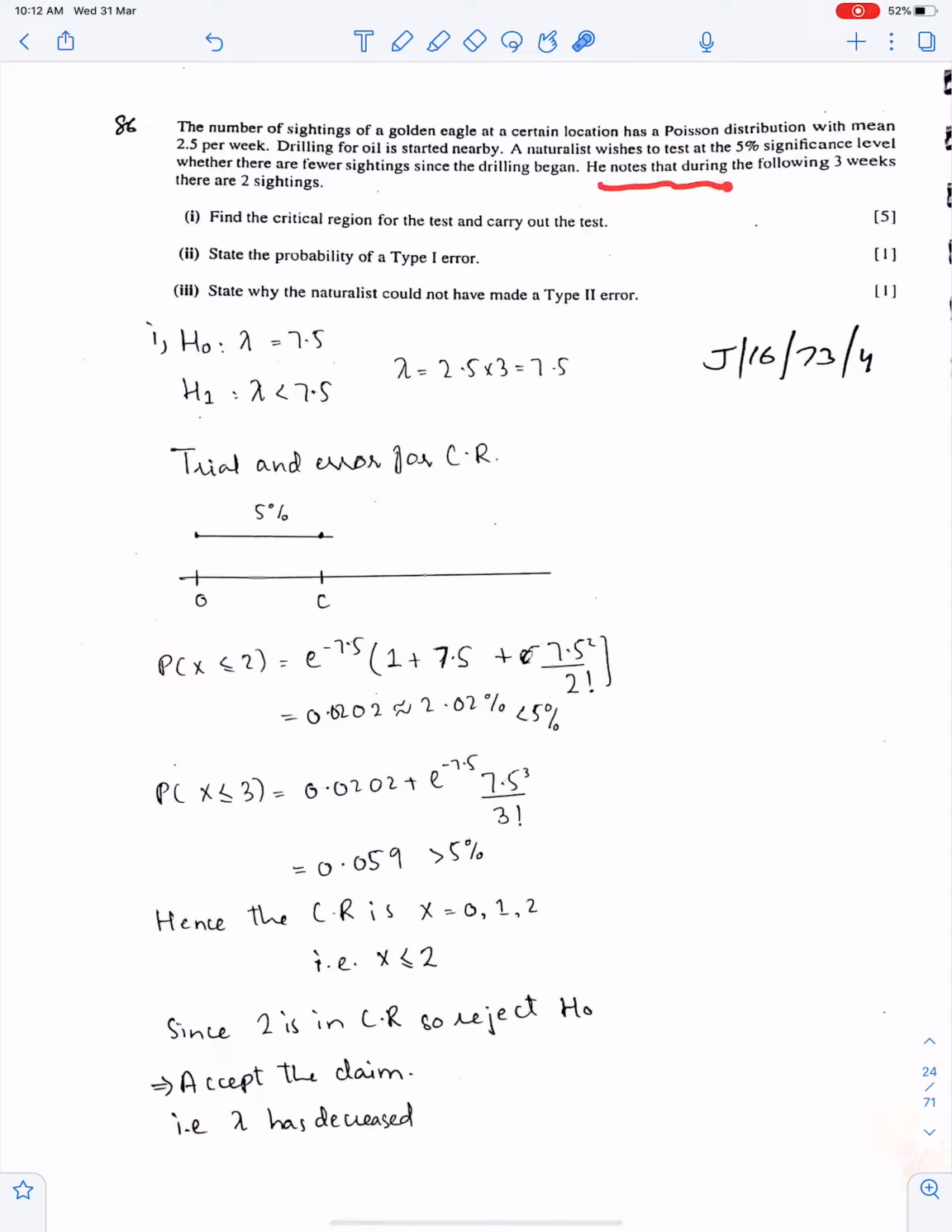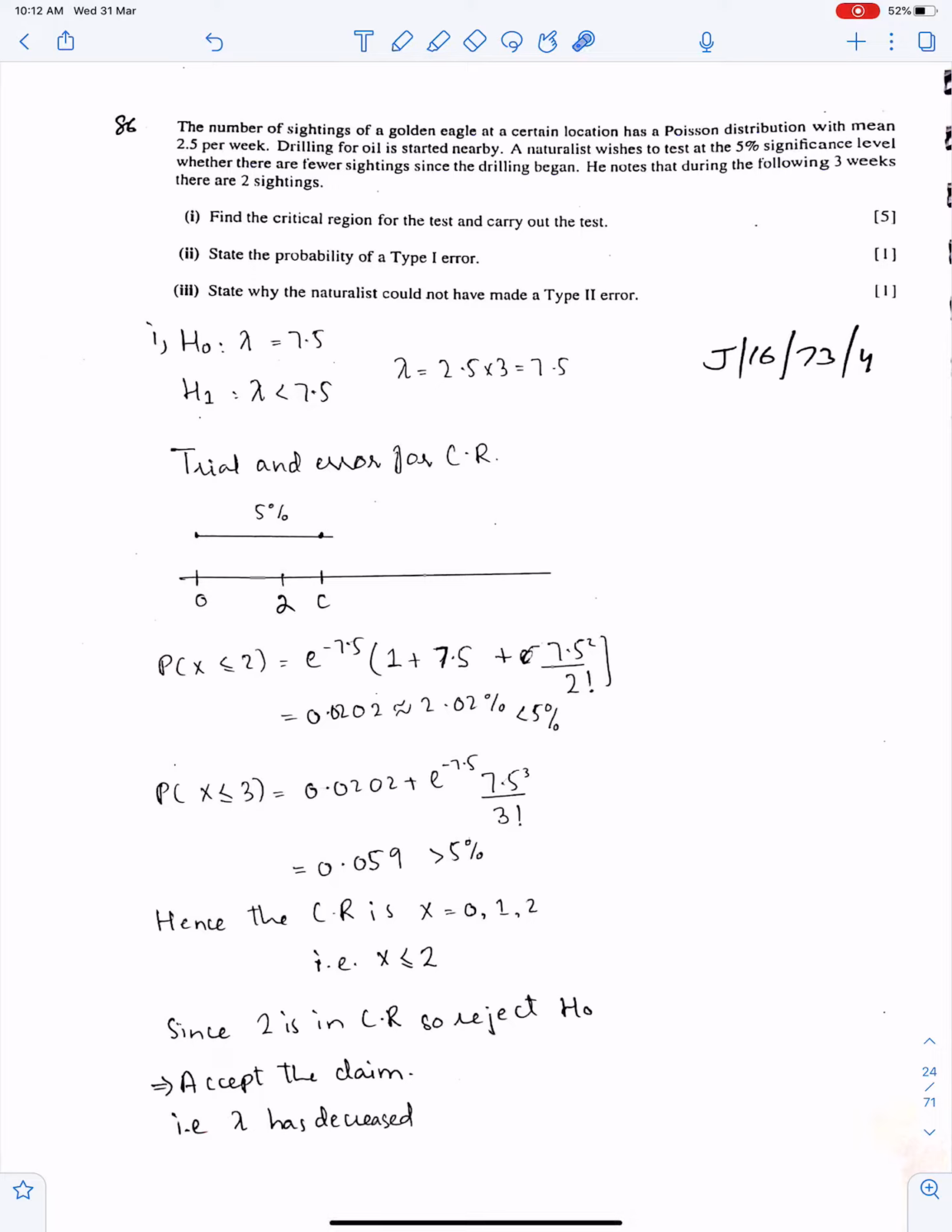He notes that during the following 3 weeks, so this is for 1 week 2.5, so for 3 weeks means 2.5 into 3, which is 7.5. So lambda 7.5 and test value 2. Find the critical region. So number 1, use trial and error method. 2, the probability of x less than or equal to 2 is less than 5%. That means 2 is in critical region.